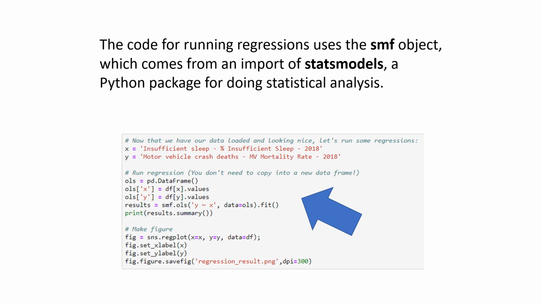So here we've loaded in our data frame for the county health data, and we are just plotting what we've looked at already. We want to plot insufficient sleep with motor vehicle crash deaths. To do that, we're defining X and Y as variables, which are actually strings. We use those strings to index into our data frame, and then we essentially pass that data into the statsmodels ordinary least squares function. We define our formula, and we fit the data.